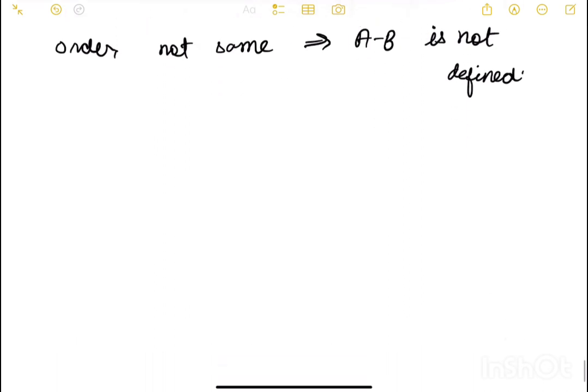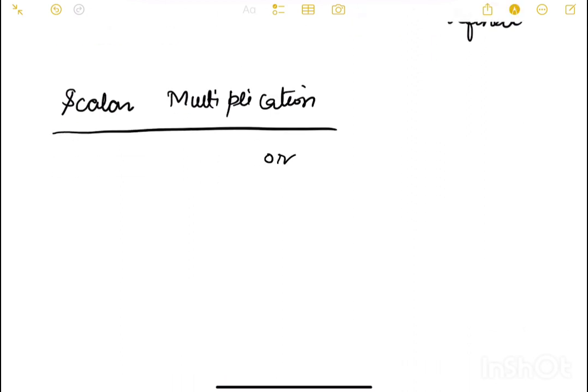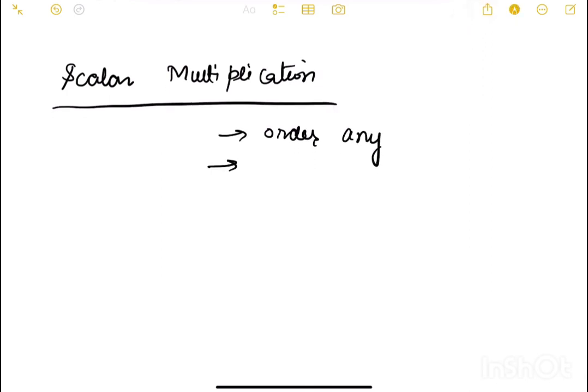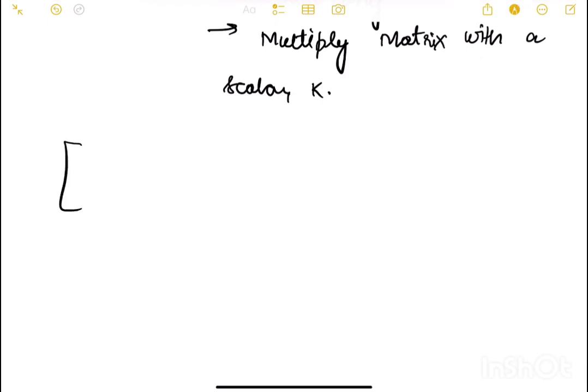Now the last operation that we will discuss for today is scalar multiplication. For scalar multiplication, the order can be any, and what we basically do is multiply the matrix with a scalar k. What do I mean by that? For example, I have this matrix.